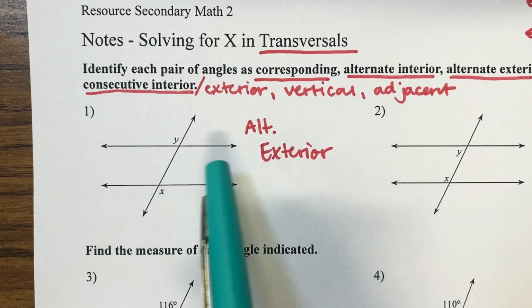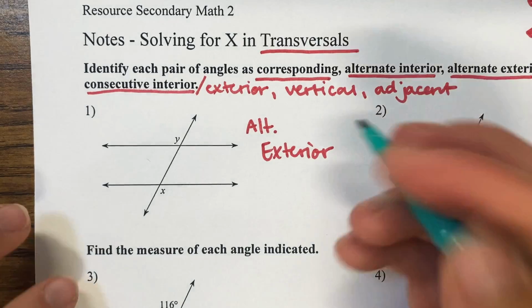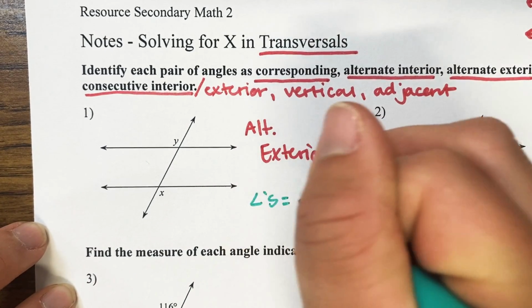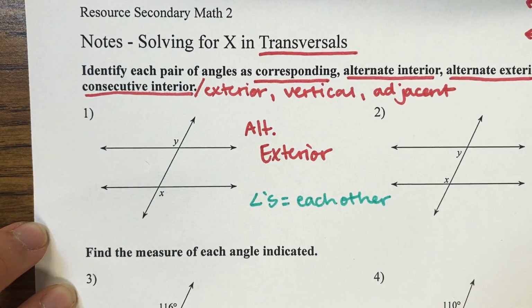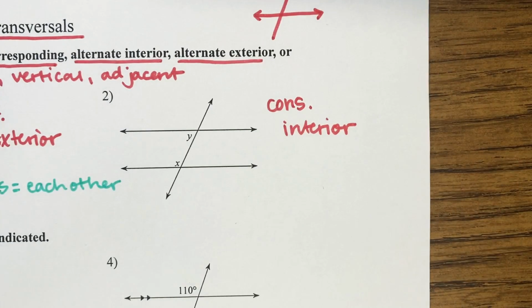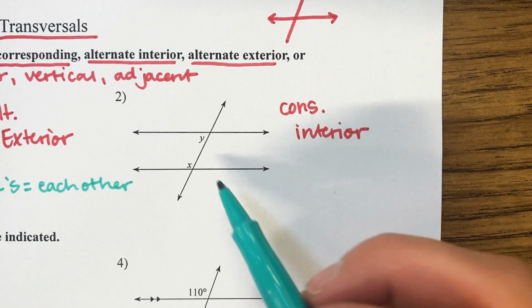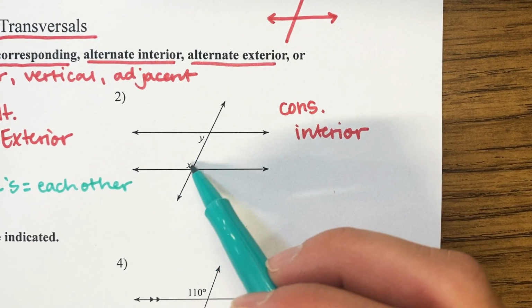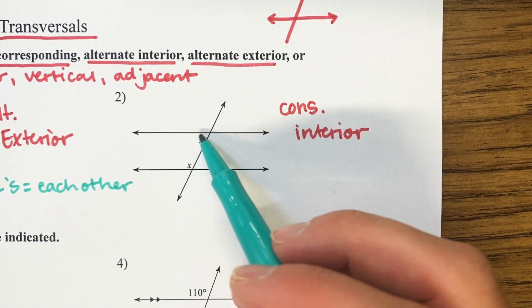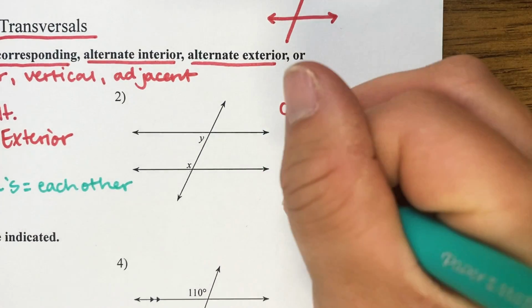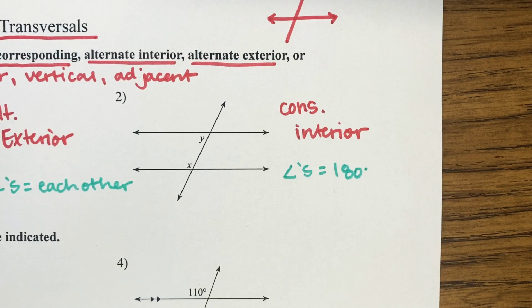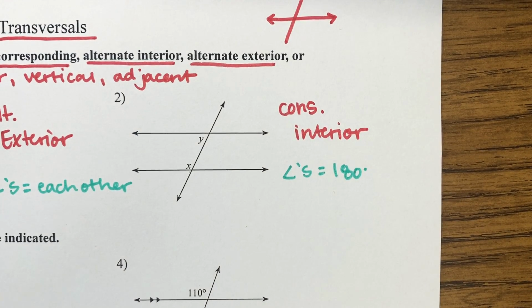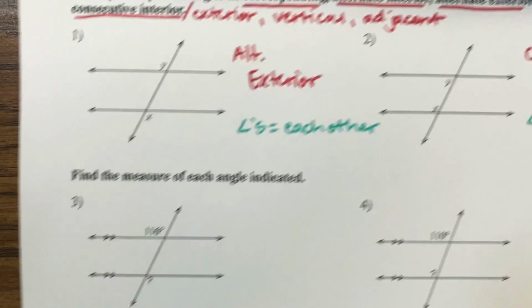And there we go. Now let's label what these angles are actually equal to, just to remind ourselves. Alternate exterior angles are equal to each other. So angles equal each other. Number 2, consecutive interior angles. These guys, we see that one is an obtuse angle, a big angle, and one is an acute angle. So we know that these angles equal 180 degrees.